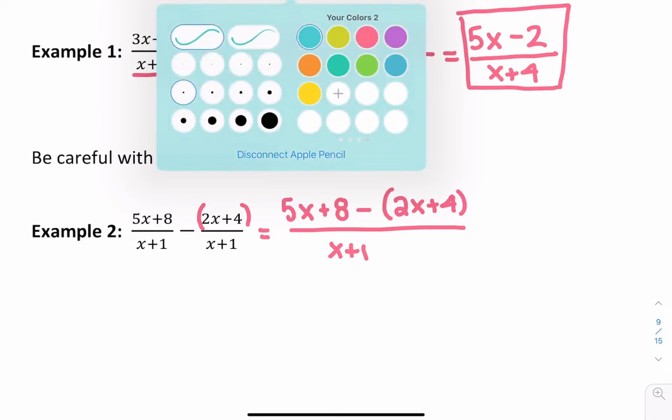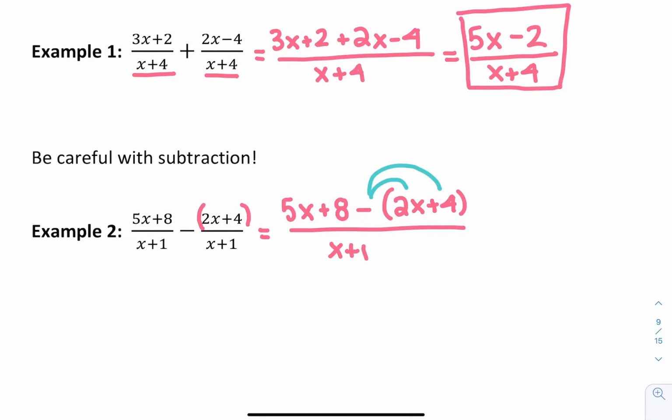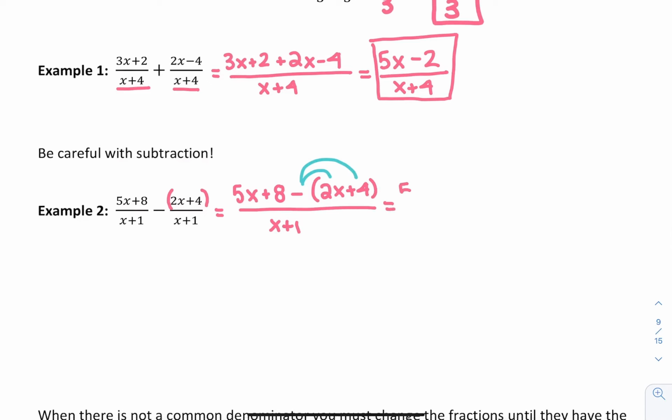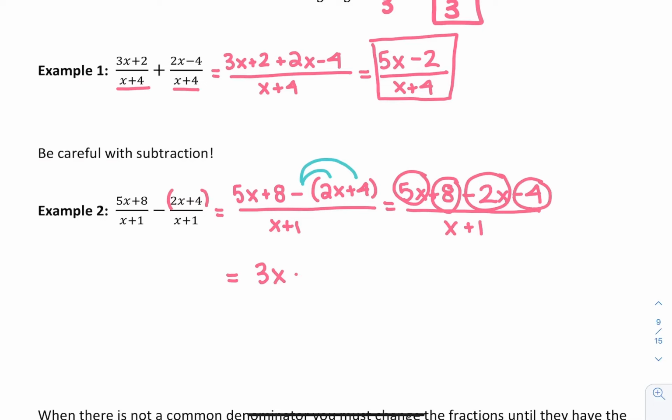Now you have to remember to distribute this minus sign to both terms inside. So we're going to say this is 5x plus 8. Now it's a minus 2x minus 4. So if you don't add those parentheses in, you're going to forget to distribute the minus sign all over x plus 1. Last up, we combine like terms. So I have a 5x and a minus 2x, which becomes 3x. And I have an 8 minus 4, which becomes minus 4. And I'll keep my denominator the same. And then you have your final answer.